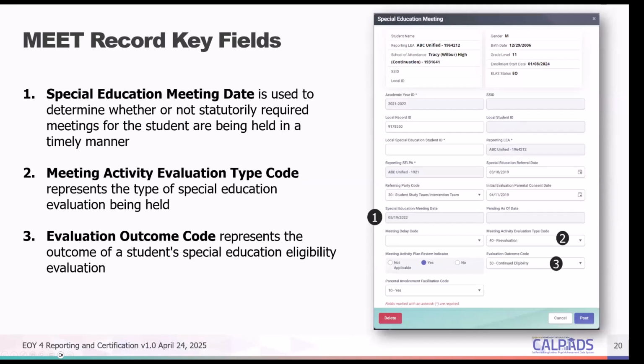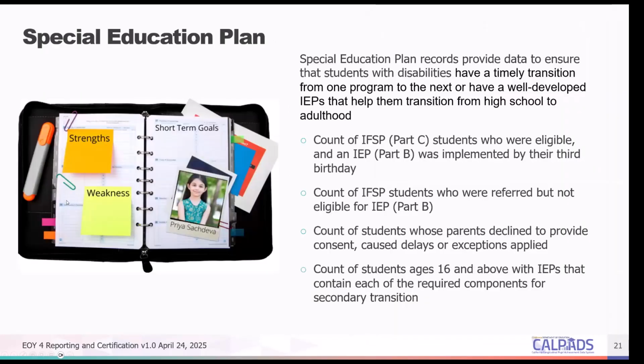So meet record key fields. I guess the evaluation outcome code will tell you if the student is eligible for services or not. That's important for child find. Again, we're not just looking at those students with active plans in end of year 4. Any student that was evaluated will show up on the report. And then your special education plan records. A lot of the data comes from the plan.